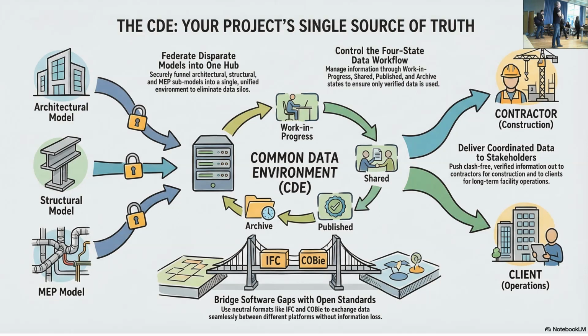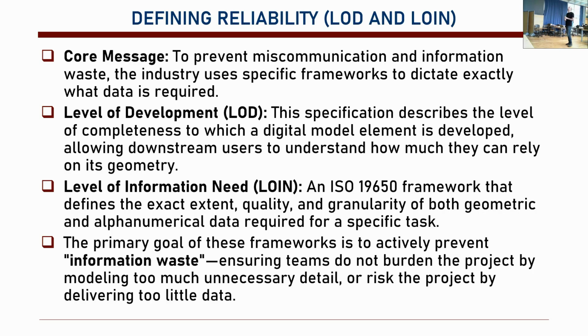But of course, at the very beginning, we have to agree on what we are dealing with and how we are dealing with that. And of course, in that regard, this is the definition of reliability. So what kind of information do we want? What kind of level of information do we want? Basically, we want to prevent miscommunication and information waste. So we have specific frameworks for that to dictate exactly what data is required, so what is needed at any stage.